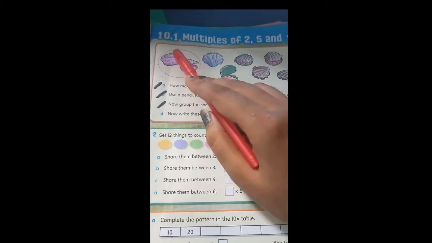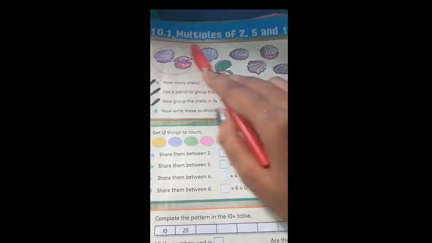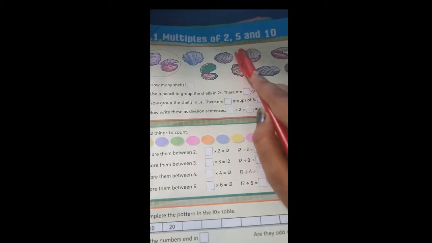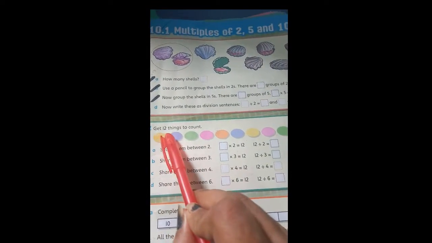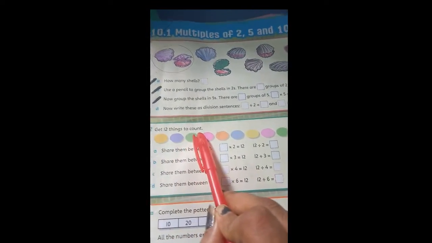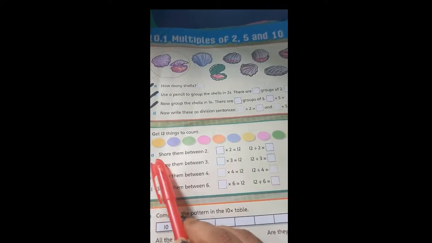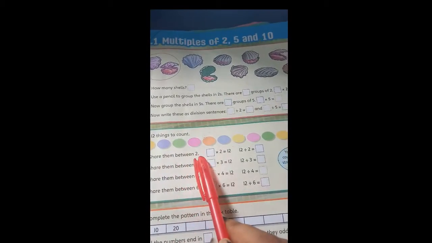Today we will discuss exercise 10.1, multiples of 2, 5 and 8. Now we will start from number 2. Here we get 12 things to count. In number A, we have to share them between 2.